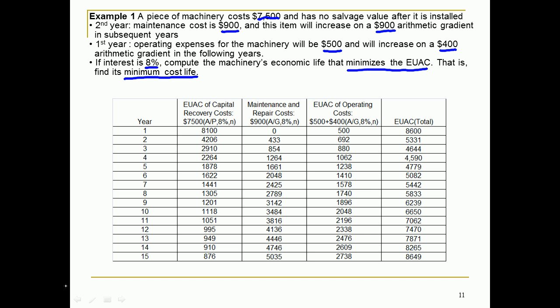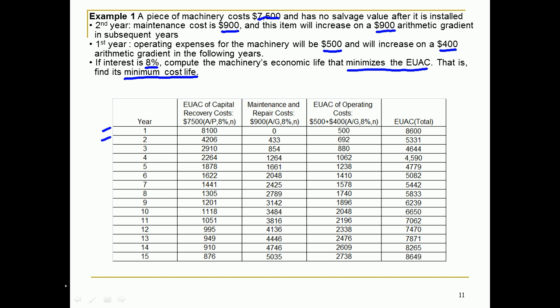Okay, so in order to solve this problem, you have to list the time periods for this particular machine. In this case, we are listing 15 years. So that's our first column.